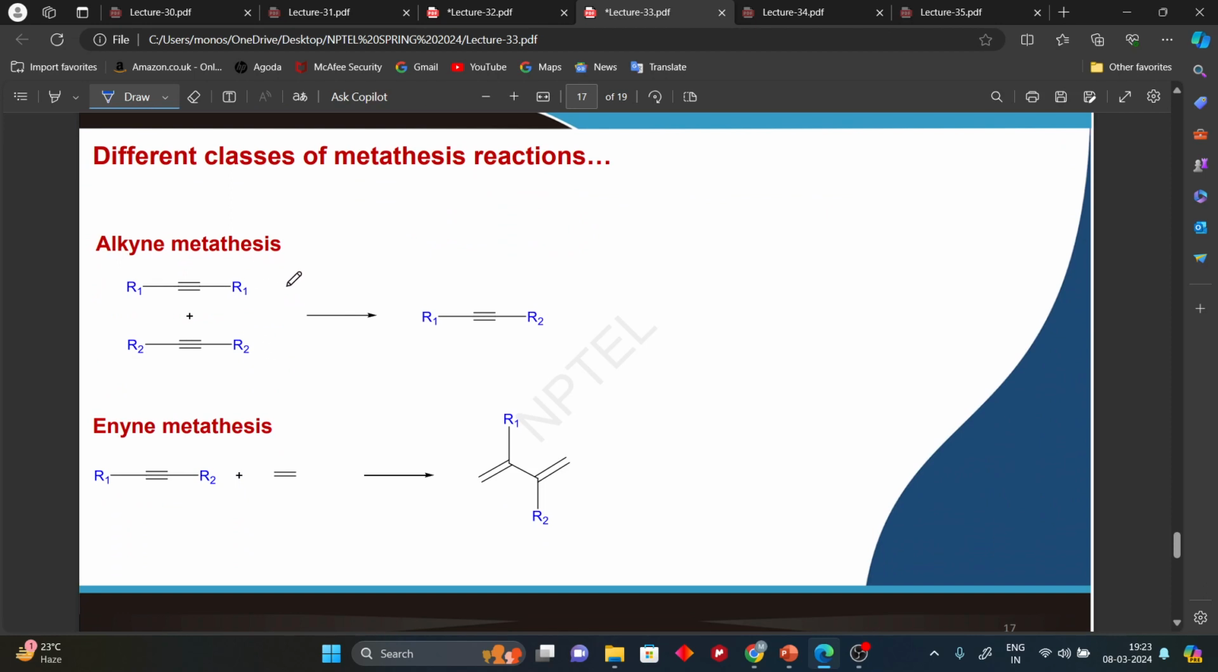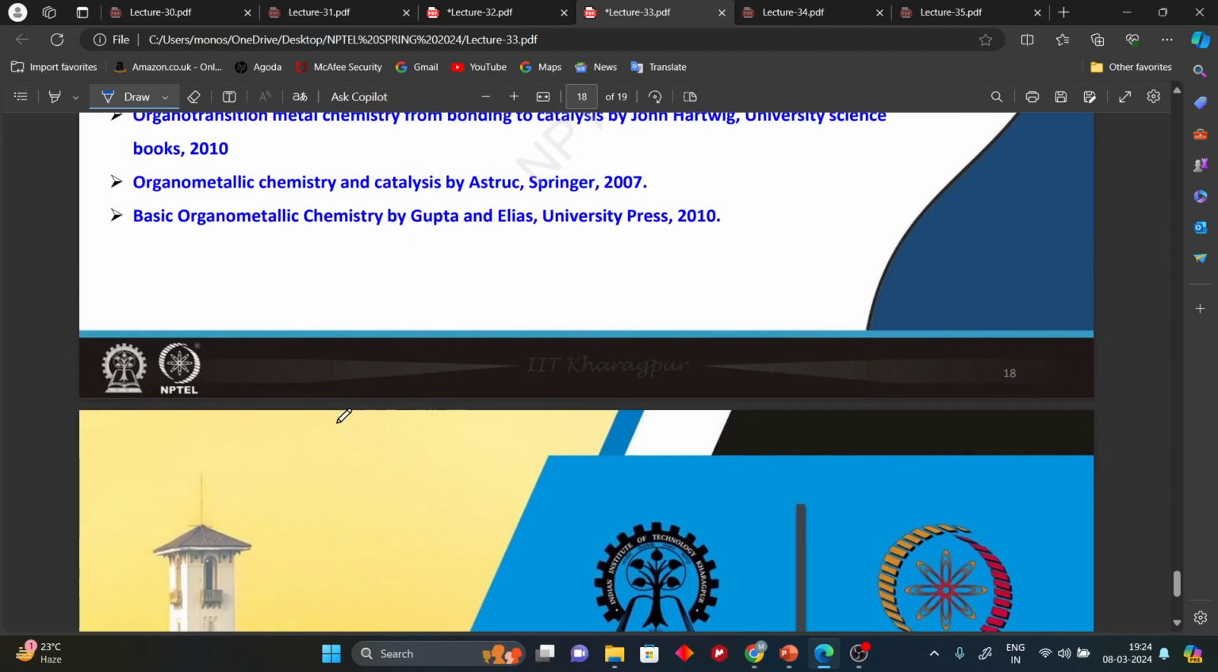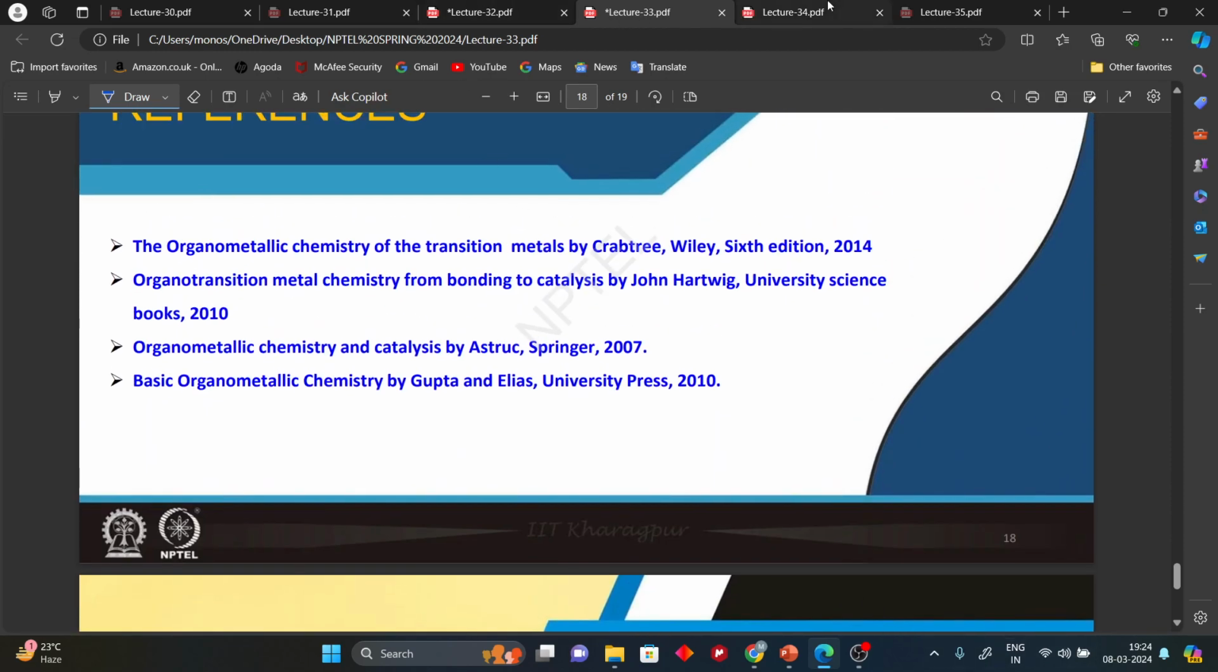So alkynes, not only alkenes, undergo this kind of process. You could say alkyne metathesis is used, and for alkynes the same kind of catalyst can be used. Enyne metathesis, because they generally make this kind of dienes in one pot.